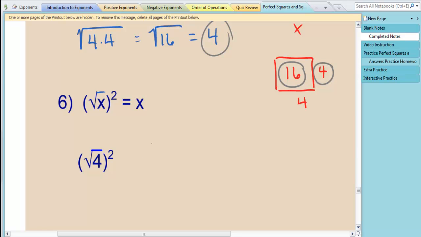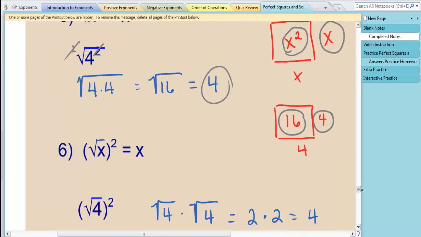So let's look at an example again to show you the difference between the two. So the square root of 4 squared means the square root of 4 multiplied twice. So that's slightly different than our previous example. And we know that this is 2 times 2, which equals 4. So we're just addressing the two properties. It works for both of these.